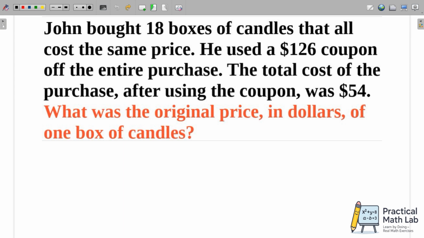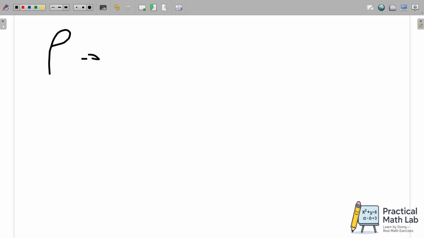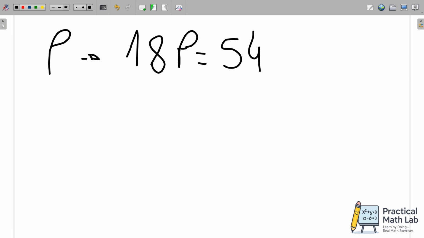Let's call the price P. He bought 18 boxes. So he bought 18P, which equals 54, which is the cost of his purchase after the discount, plus 126, which is the value of the discount coupon. Now, this has become an equation, so let's solve it here.